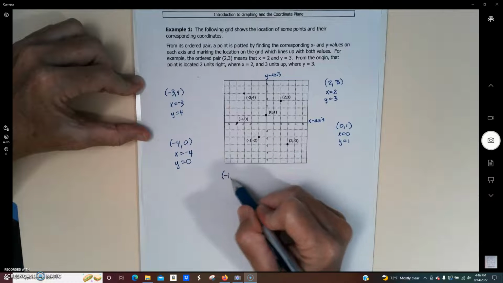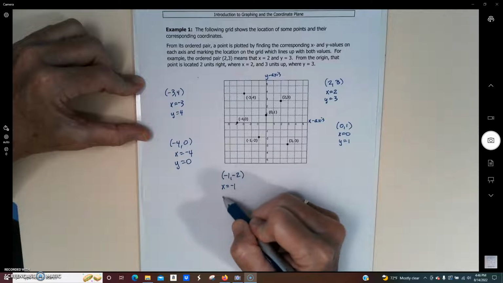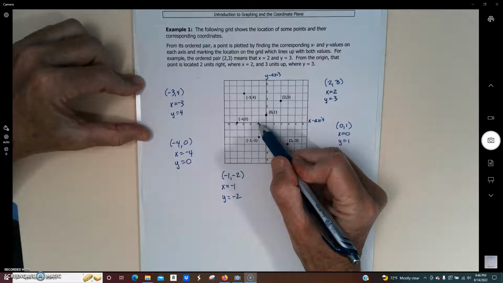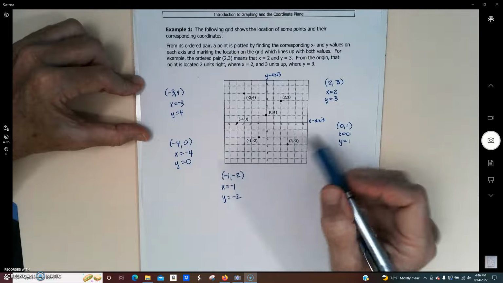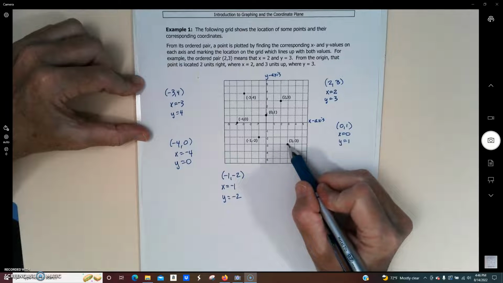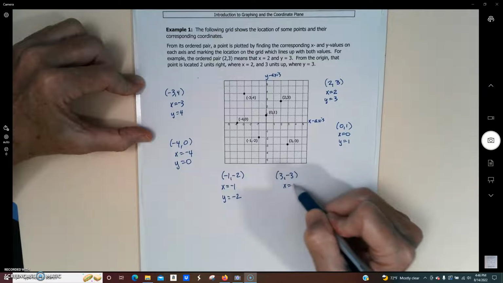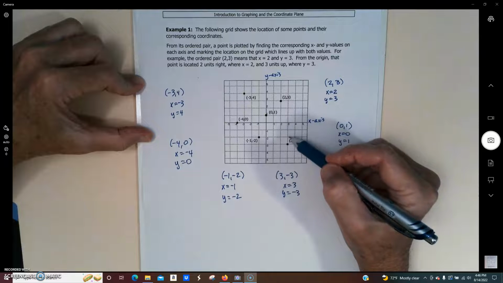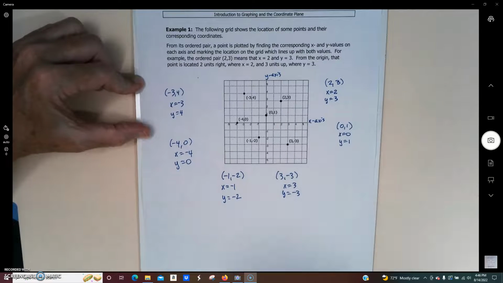The ordered pair negative 1, negative 2 is in the third quadrant because x is negative and y is negative. X is negative 1, y is negative 2, giving the point negative 1, negative 2. Our last point, 3, negative 3. X is 3, y is negative 3, giving you the point in quadrant 4.